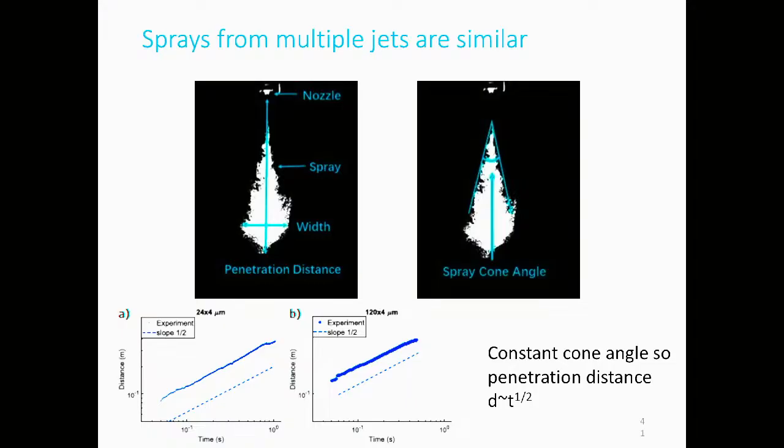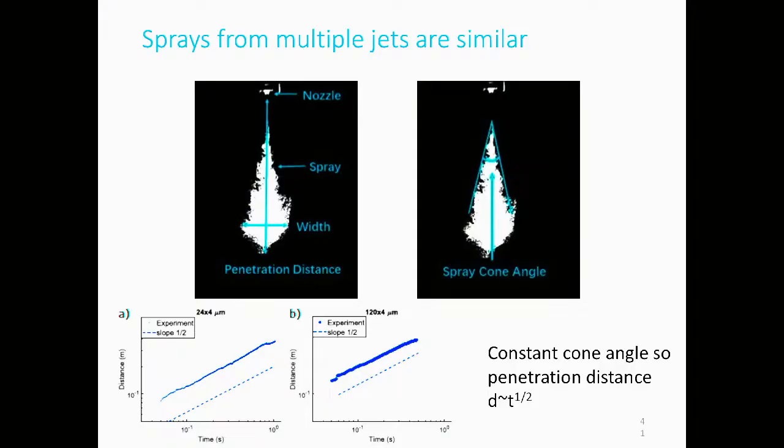We can do this with different numbers of jets and sizes of jets. So these are 24 jets of 4 micrometers, very nice, and these are 120 jets of 4 micrometers, same thing. And so we can make a spray as dense as we want because we can control very precisely the number of holes, the flow rate, etc.